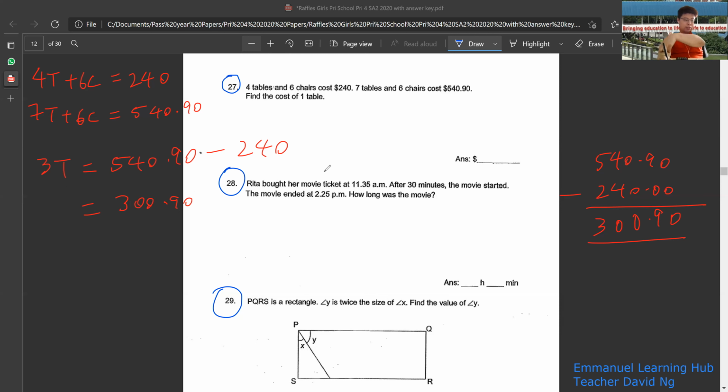So 1 table costs 390 cents divided by 3. What's the answer? 130 cents. Yes, 130 cents. Okay. Understand?